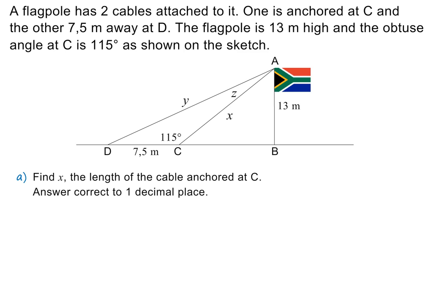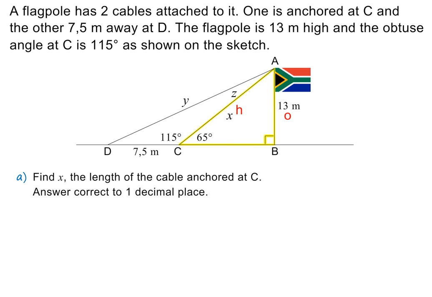To find this length, we will definitely have to use trigonometry. X is the side that belongs to this right-angled triangle. In order to use trigonometry to find x, we will first need to find an angle. The angle at C is easy to find. Can you see how? Because BD is a straight line, we can simply subtract 115 degrees from 180 degrees to get this angle. We are now ready to use trigonometry.